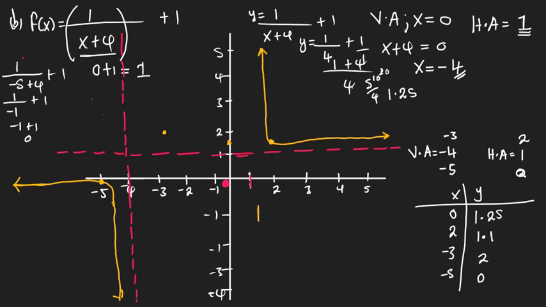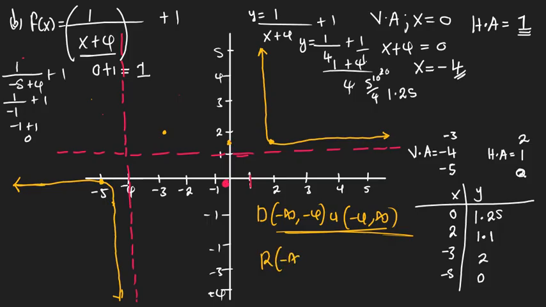Your domain is going to come from -infinity to -4, union of -4 to +infinity. Your range is going to come from -infinity all the way to 1, union of 1 all the way to +infinity. So you have found that one. Thumbs up if it's clear.